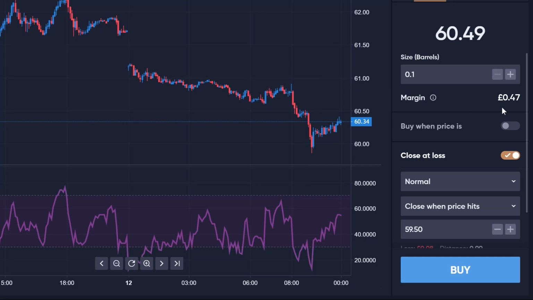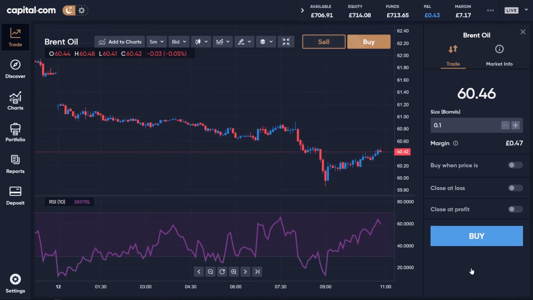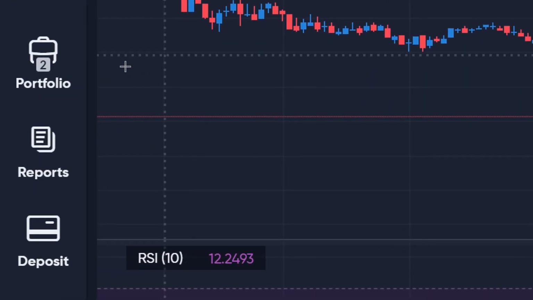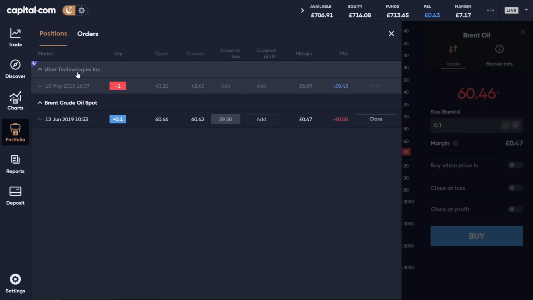So I'm trading really small here, so my margin requirement is fairly tiny. It's only 47 pence on my account. I'm going to buy wherever the price is trading and close with a stop loss at 59.50. Once I'm ready, I click on buy and my trade is done. You can see there in the bottom left the confirmation, and that's it. I've bought oil. If I click on portfolio, there's an old trade in there from before, I think when we were doing a session on Uber, and there's my Brent crude oil buying at $60.46 a barrel. So it's as easy as that.